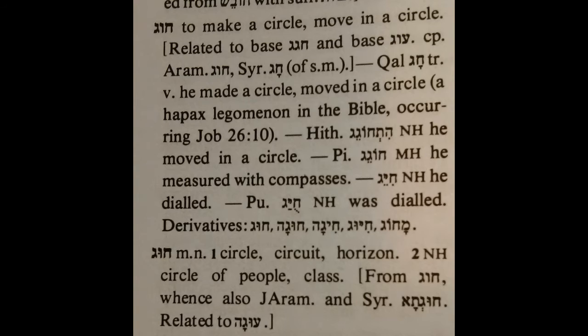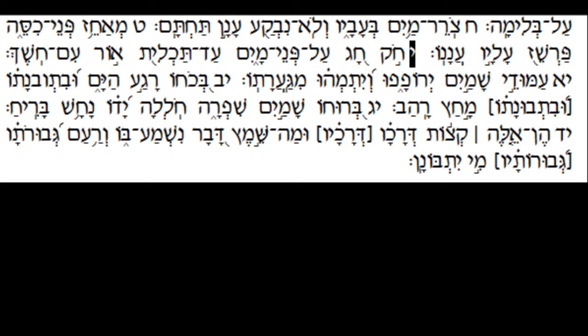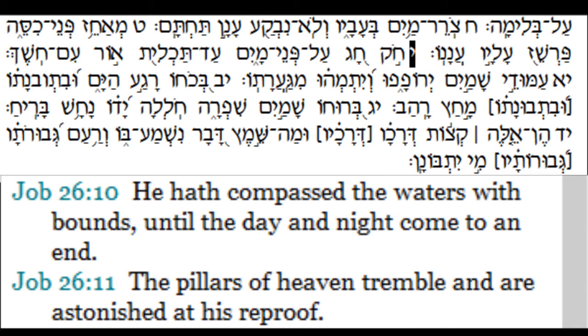He says in here, the apex legumen of the Bible occurs in Job 26:10. So here you can literally go to Job 26:10 and find the point he makes. I'll go to Job 26:10 real quick, and I'll even throw the verse up here. In Job 26:10, it says, he compasses the water with bounds until the day and night come to an end. So he says that moves in a circle is what he's referring to in this passage.